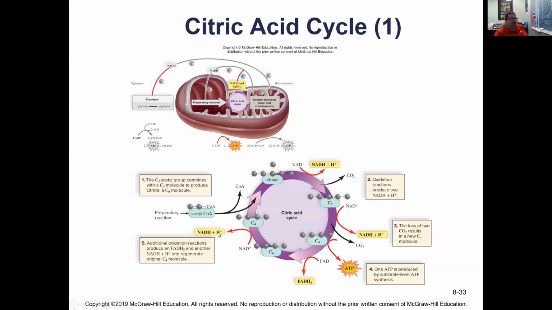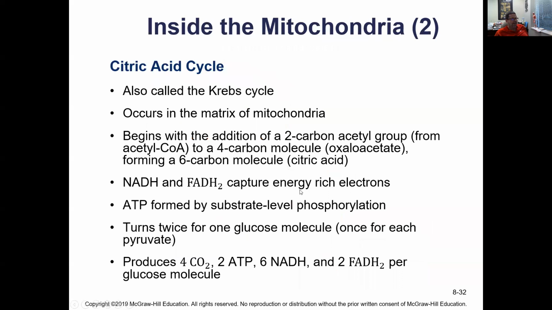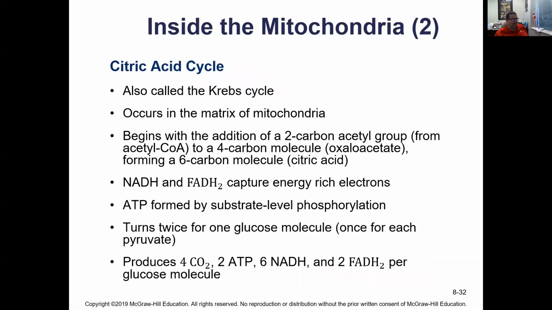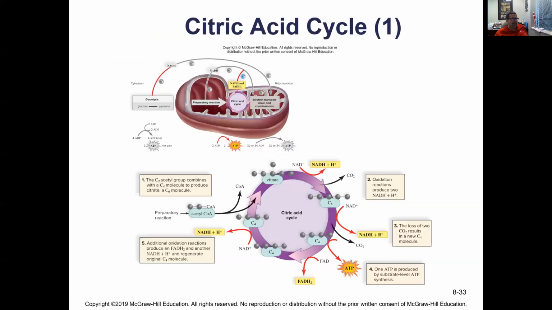But since we had 2 pyruvates, and 2 acetyl coenzyme A, it's got to spin twice. So you get this total here of, and I didn't count carbon dioxides, 2 carbon dioxides, 3 NADHs, 1 ATP, 1 FADH2 on 1 spin. But when you spin it twice, you get 4 CO2s, 2 ATPs, 6 NADHs, and 2 FADH2s.